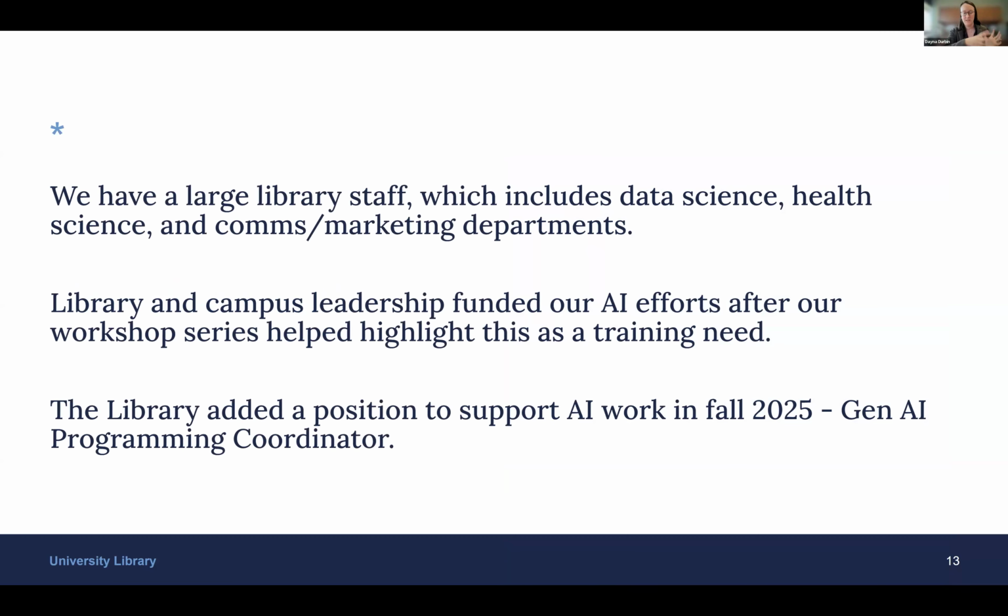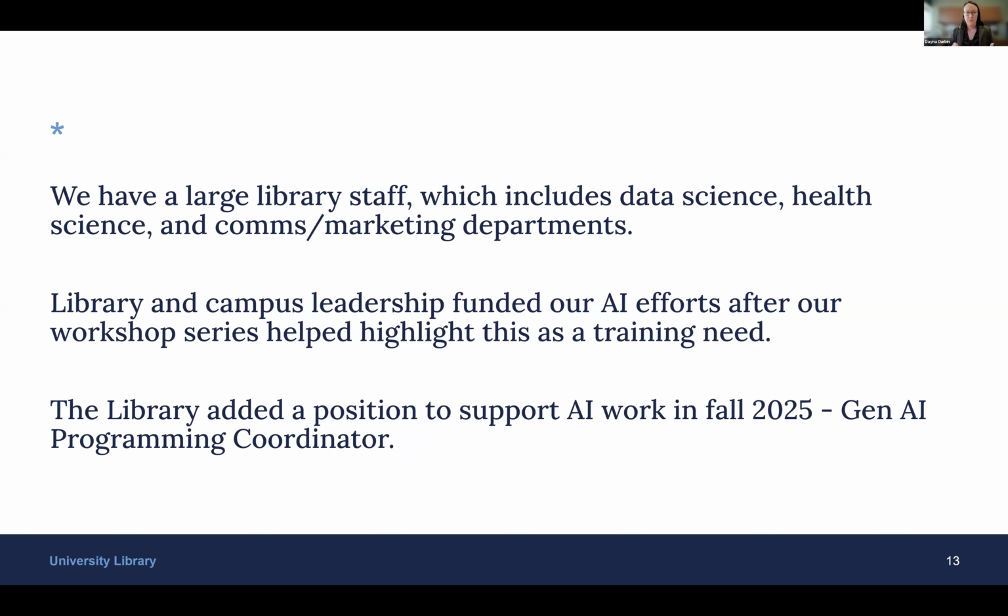We do already have a data science, data services department, health science library, and we also have a communication and marketing department that helped us promote these workshops. So it was, again, a big group effort. I feel like these workshops and the success really highlighted the need on our campus for more AI literacy funding and similar programming. It's really a training need right now.